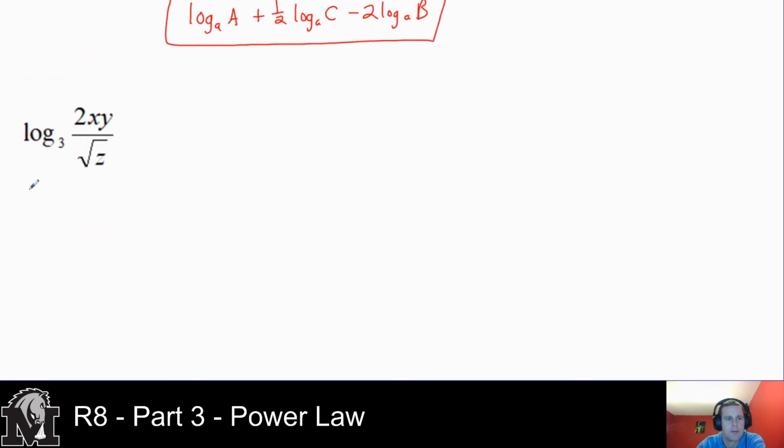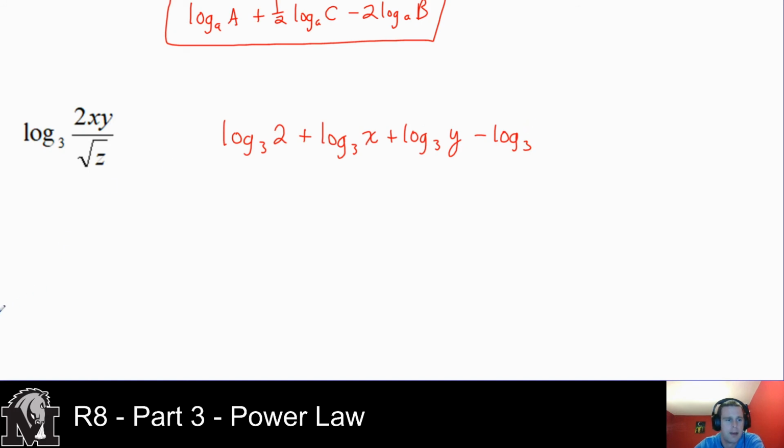Let's try the next one. So anything that was in the numerator is positive. So this is positive, and then we have a 2. Plus, we have an x, so it's log base 3 of x. And then y is in the numerator as well, so plus log base 3 of y. And nothing else in the numerator, but we do have the z in the denominator, so it's going to be minus log base 3 of root z.